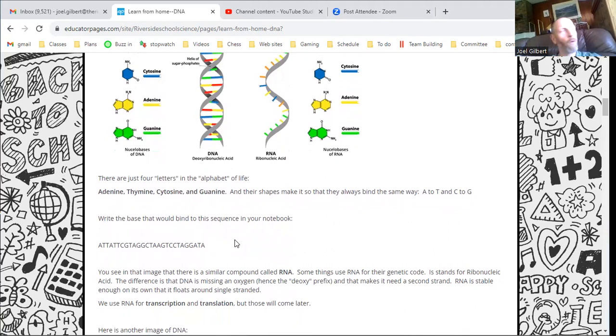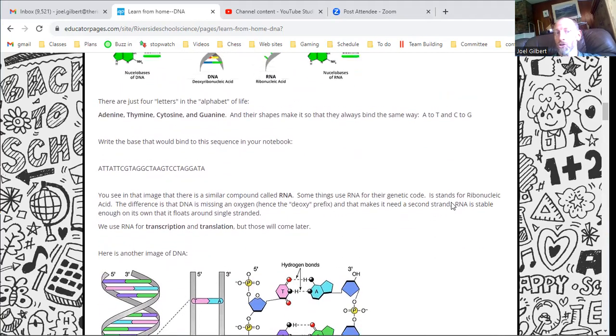Since they always bind in the same pattern, if this section were unzipped, A, T, T, A, T, T, C, G, T, A, G, G, and so on, you know what would bind with it, because the A would bind with a T, and the T would bind with an A, and the C would bind with a G, and the G would bind with a C. I don't want to spend too long on that because we'll run out of time.